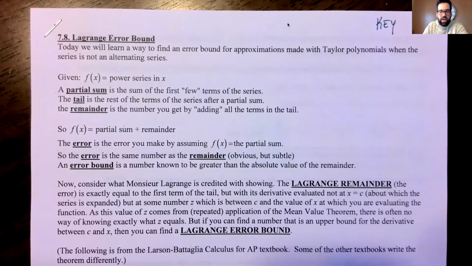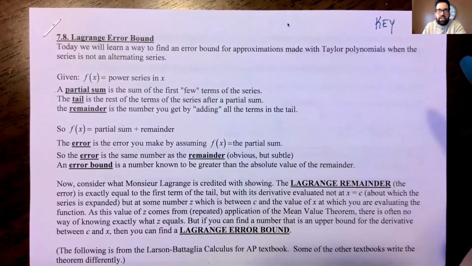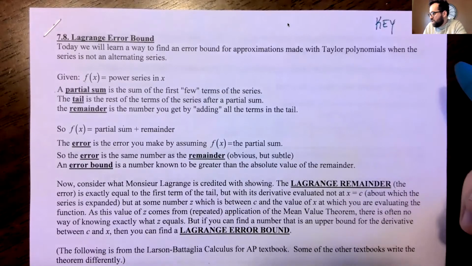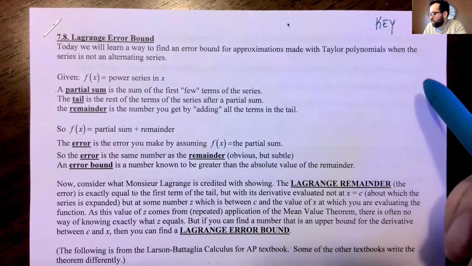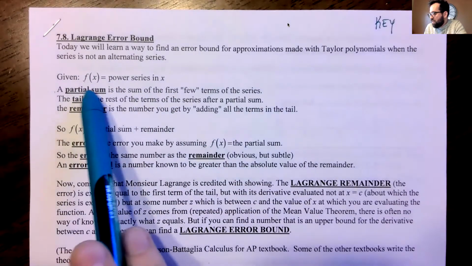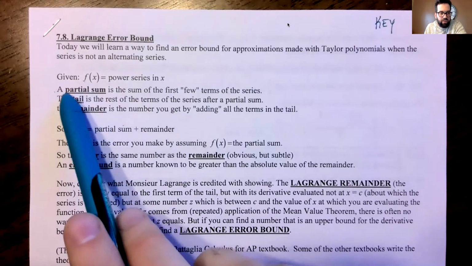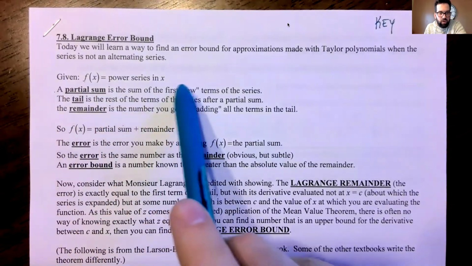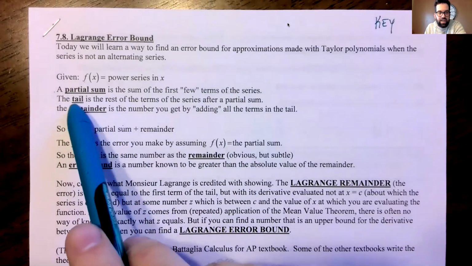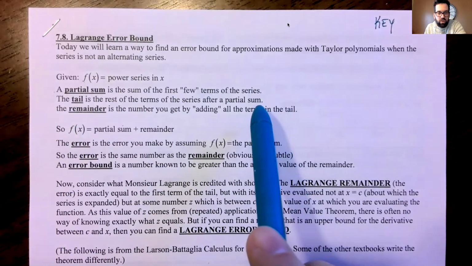All right, here we go. 7.8, Lagrange error bound. I'm going to read a lot of this to you and add some commentary as we go. Today, we will learn a way to find an error-bound approximation made with Taylor polynomials when the series is not an alternating series. Given that f of x is some power series in terms of x, these are terms that we should already know. We have a partial sum, which would be the sum of the first few terms of the series. We would know how many terms that is given a partial sum. The tail is a term that refers to the rest of the terms in the series after the partial sum.